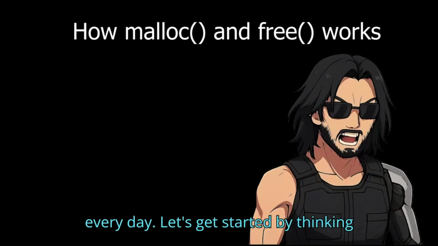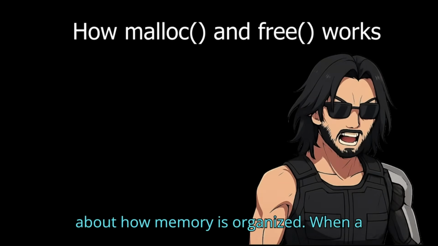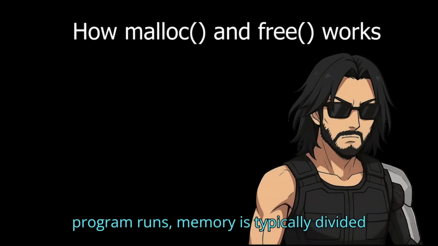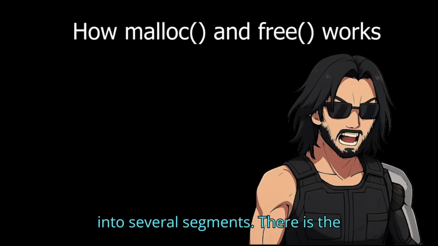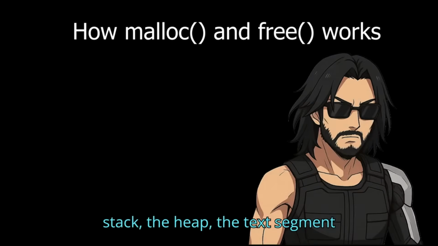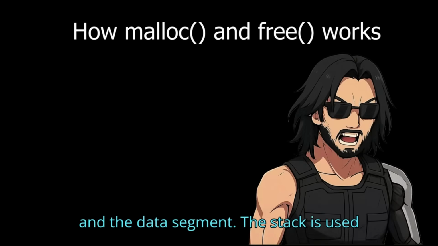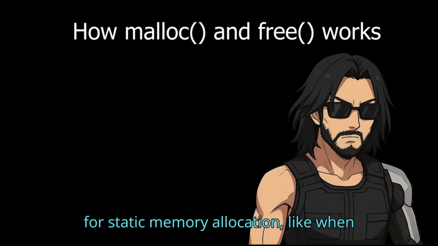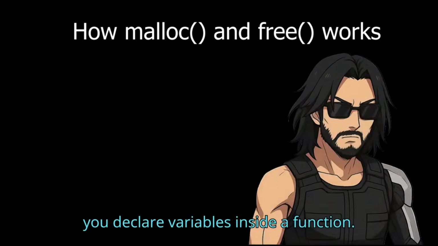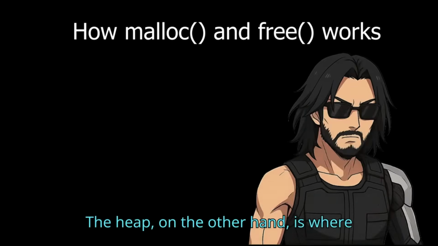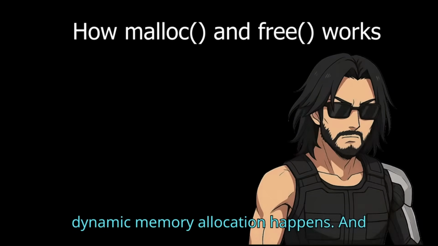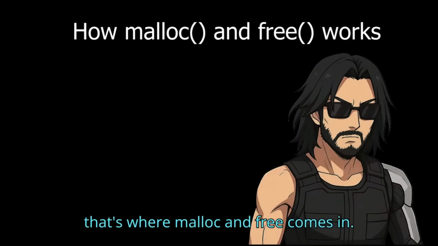Let's get started by thinking about how memory is organized. When a program runs, memory is typically divided into several segments. There is the stack, the heap, the text segment, and the data segment. The stack is used for static memory allocation, like when you declare variables inside a function. The heap, on the other hand, is where dynamic memory allocation happens, and that's where malloc and free come in.